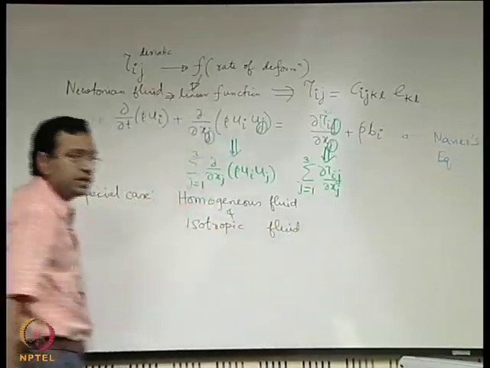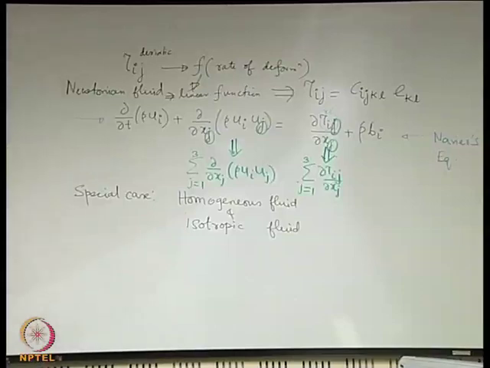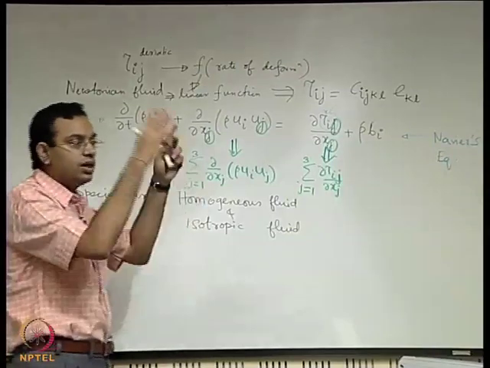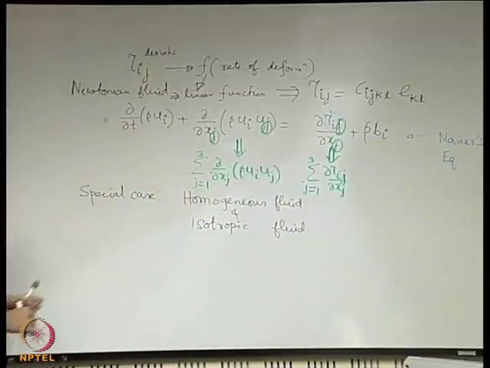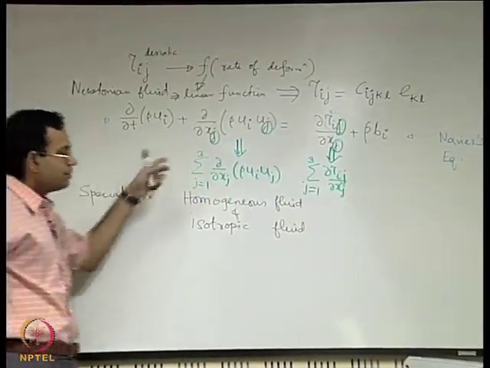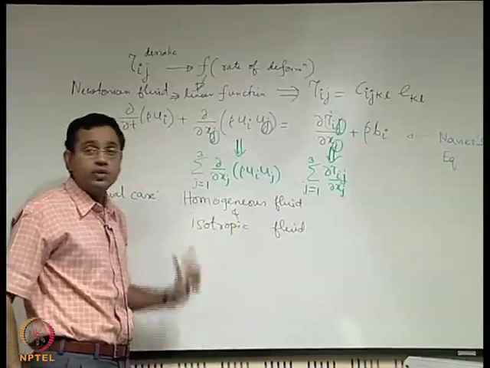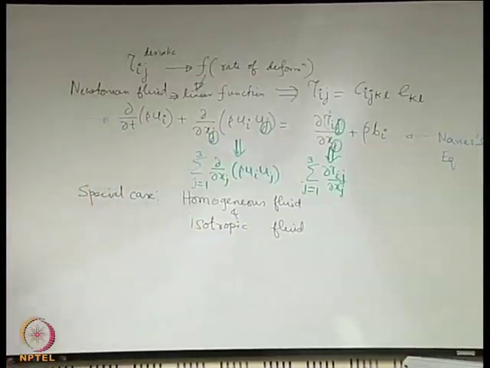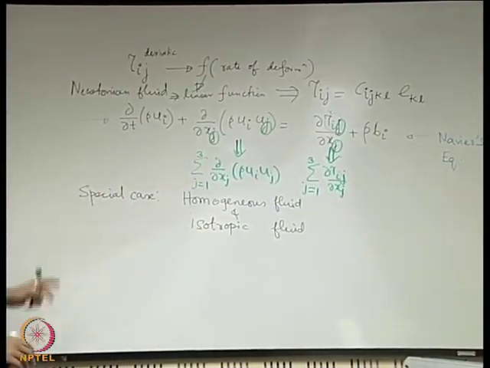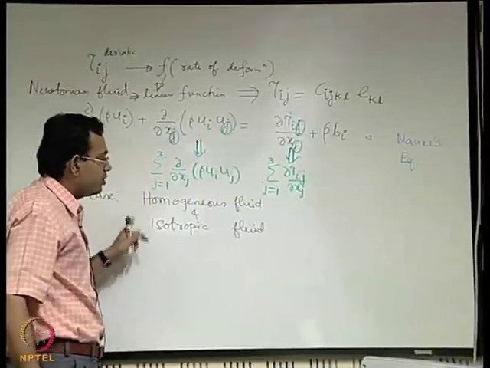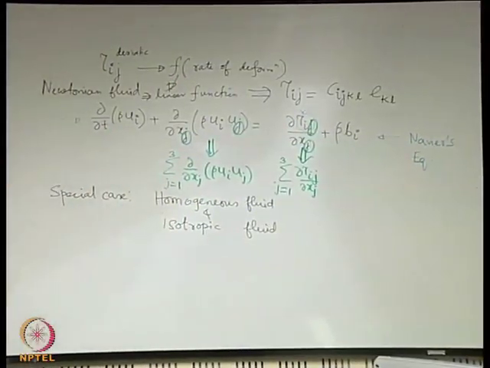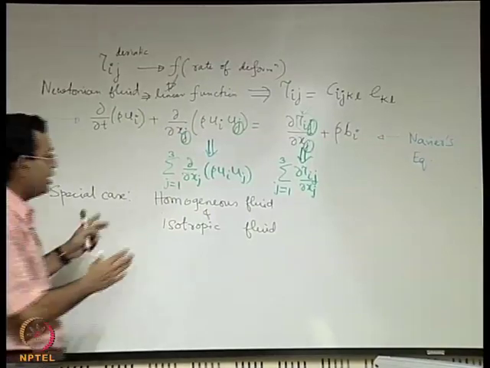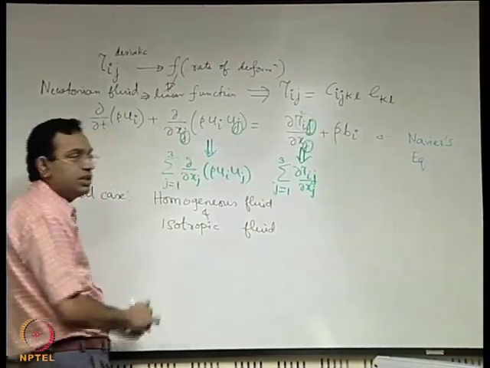So, till now what assumptions have we made? First of all, a stationary reference frame, with which we started our equation, then a Newtonian fluid, special case homogeneous and isotropic Newtonian fluid. Okay. So, now the question is that when you have a homogeneous and isotropic fluid, what is the special characteristic that you have? What should be the dictating factor for a homogeneous and isotropic fluid?